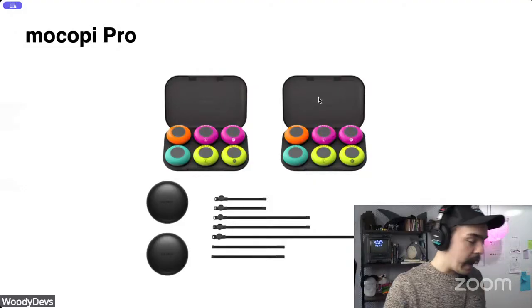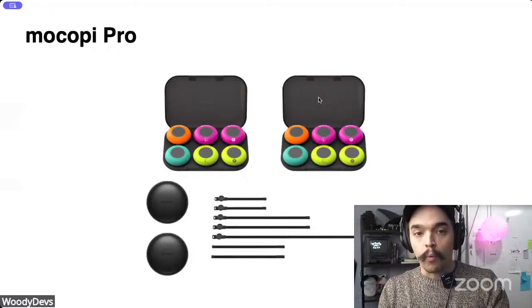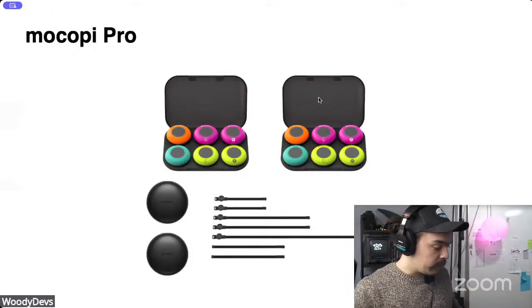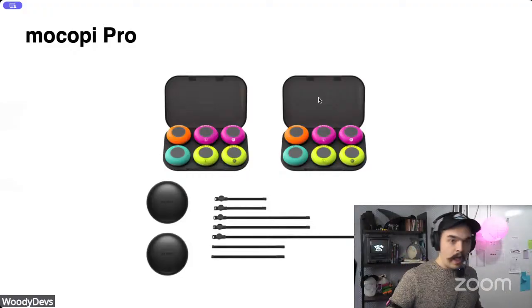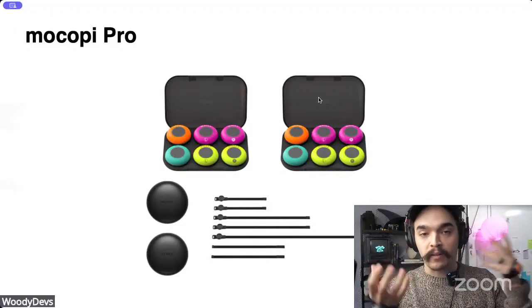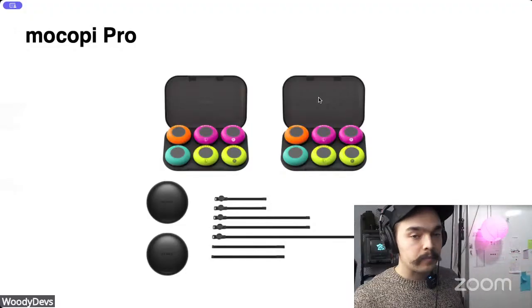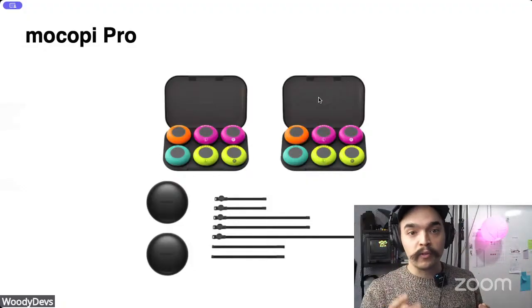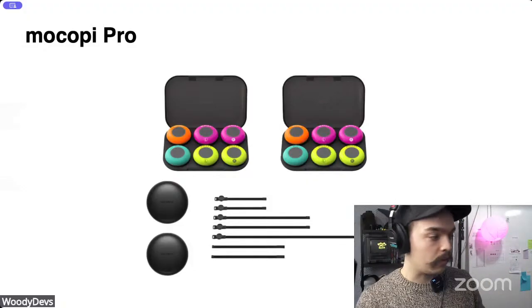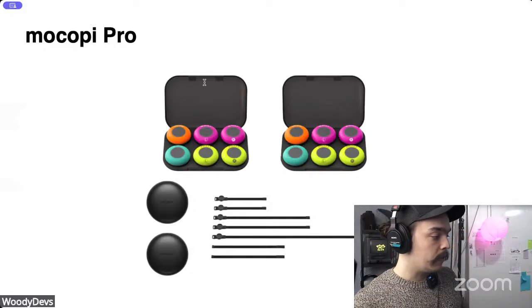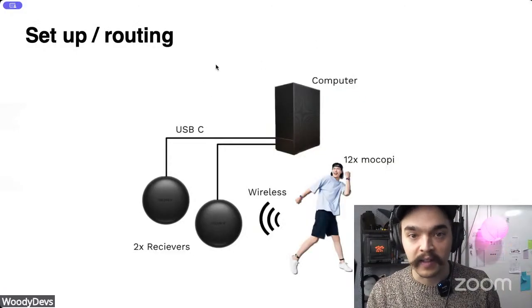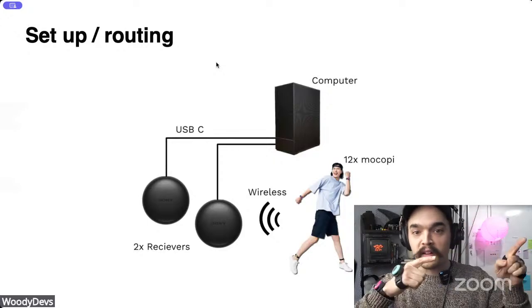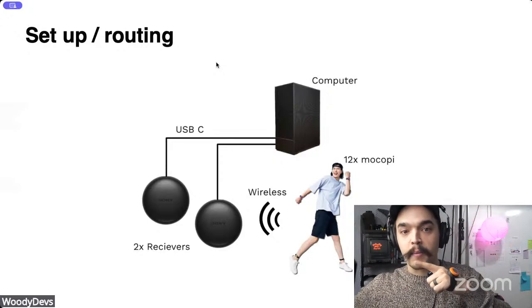You also have these 2 little wireless receivers that receive all of the mocopi wireless signals that each one is sending. Those 2 things bring it all together. You can use it as one, you can use it as 2, but these connect specifically over USB-C. It looks a little bit something like this. Let's imagine that good-looking guy right there is me.